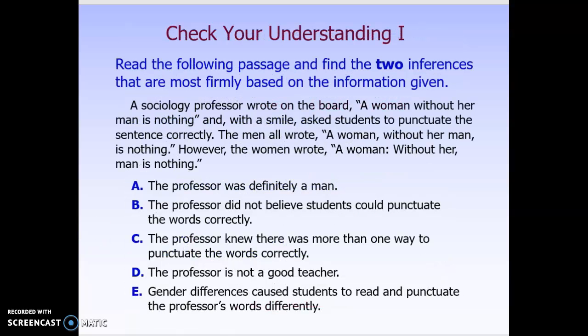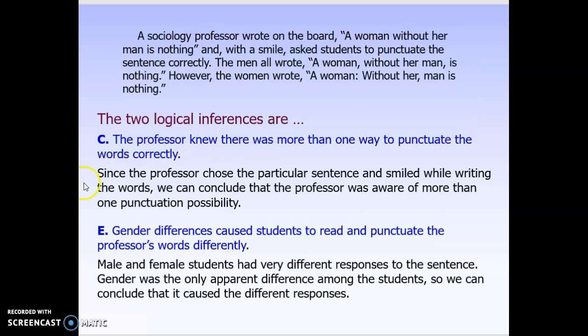Okay, I want you to do the same thing. I want you to pause, read the paragraph, and find the two inferences that are most firmly based on the information given. Go ahead and pause. Okay, so let's see if you're correct. C and E were the logical inferences.